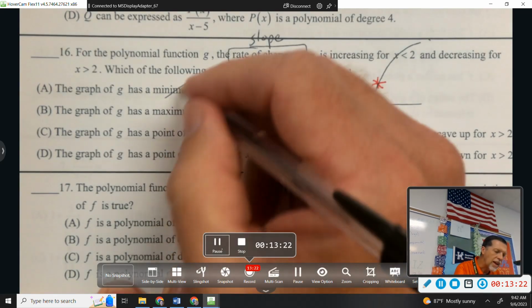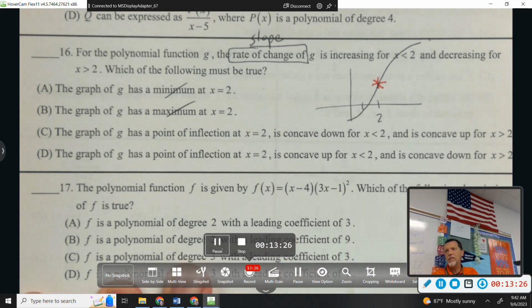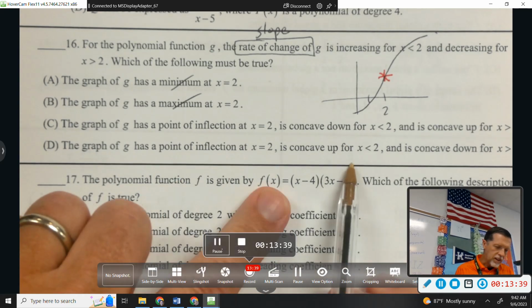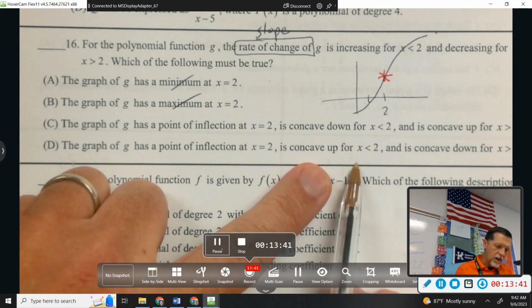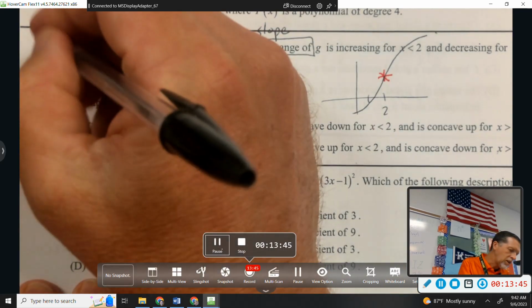It's not a min or a max. That would happen if g was changing from increasing to decreasing. But it's the rate of change of g, so the slope is changing. No, the slope isn't changing. The slope is increasing and then the slope is decreasing. Let's see, concave up for less than 2, concave down for more than 2. So answer choice D.